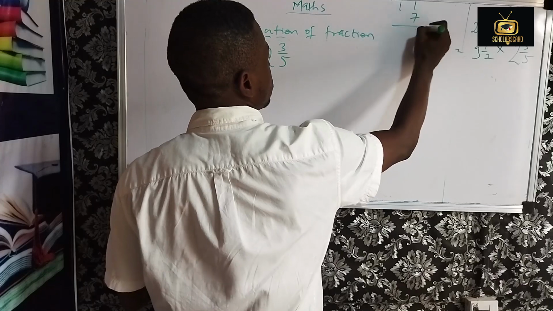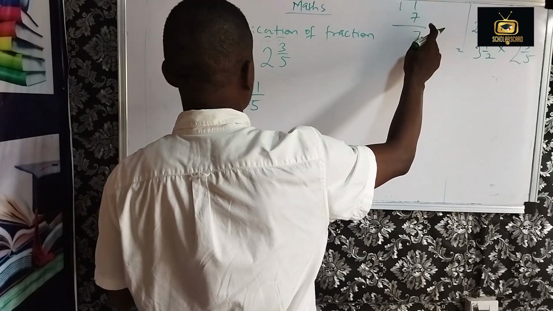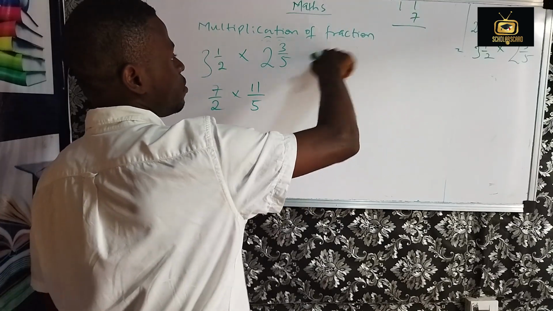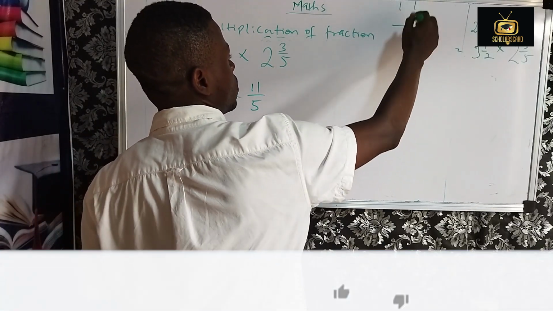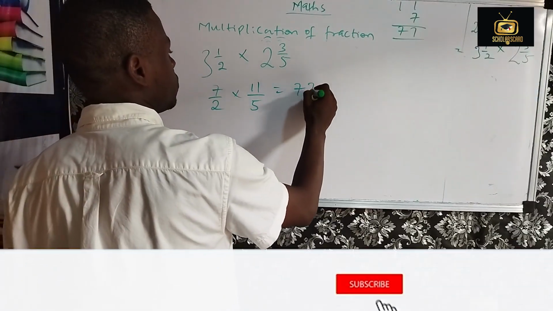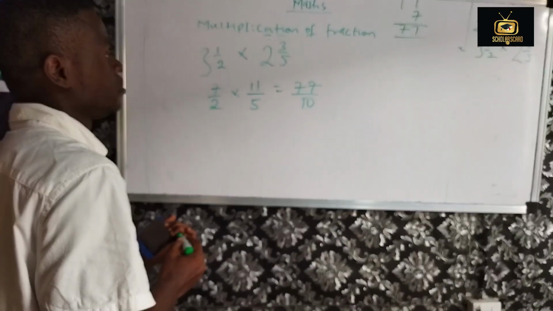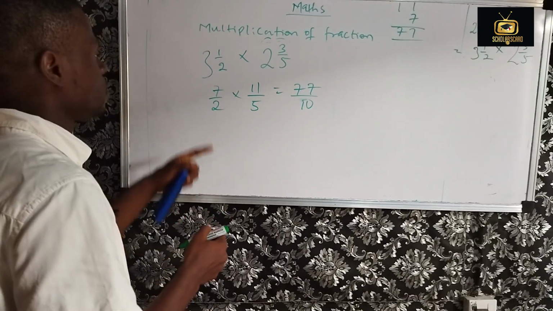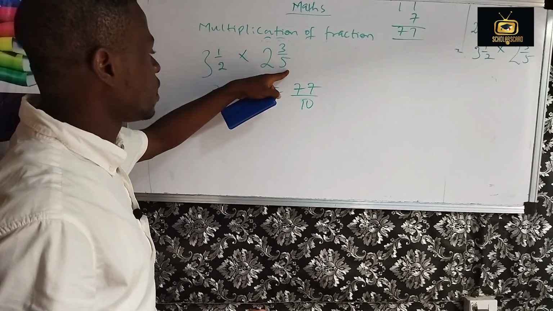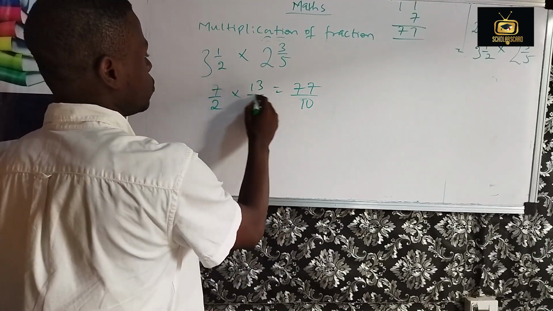2 times 5 is 10, plus 3 is 13 over 5. Do not forget that. Like I said, 3 times 2 is 6, plus 1 is 7 over 2. 2 times 5 is 10, plus 3 is 13. Sorry, it's 13 over 5.